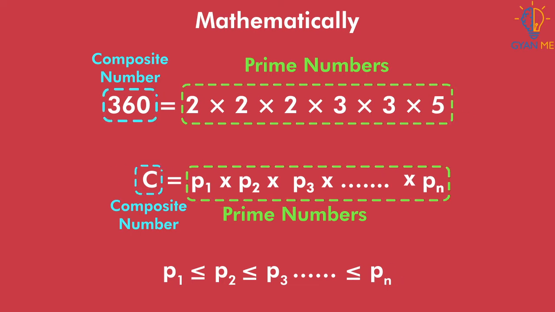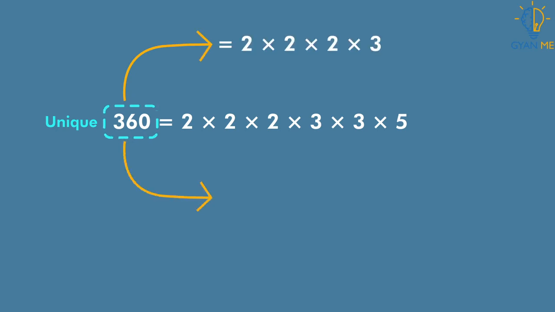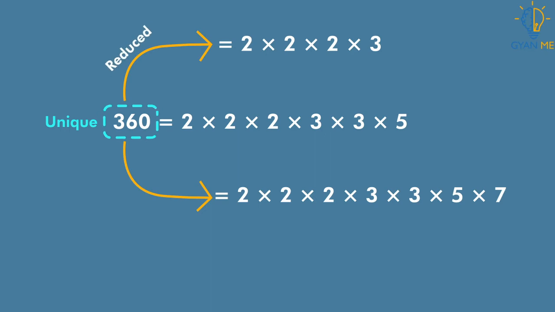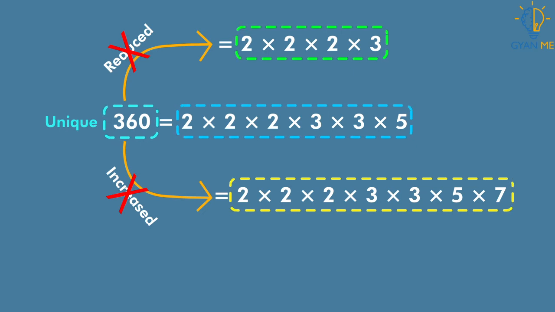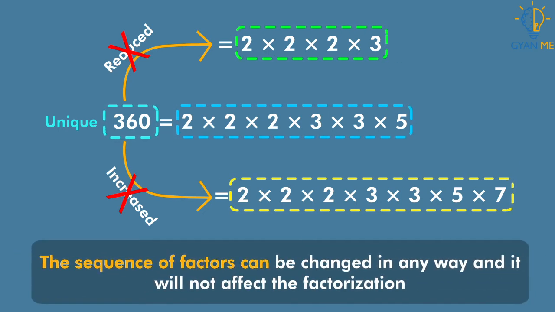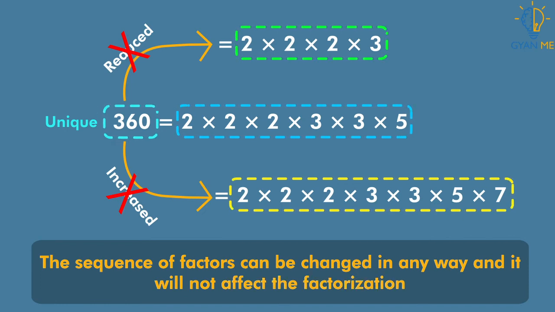Students, you may be wondering, what is this word unique? The statement that factors are unique means that number of prime factors cannot be reduced or increased. Students, you will recall that prime factors are also unique in the sense they can neither be reduced or increased. However, the sequence of factors can be changed in any way, and it will not affect the factorization.